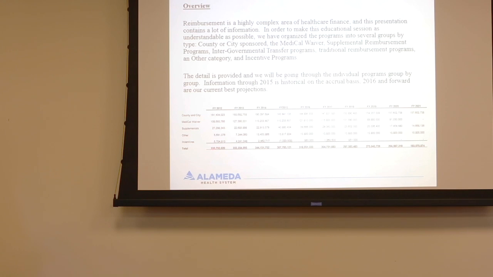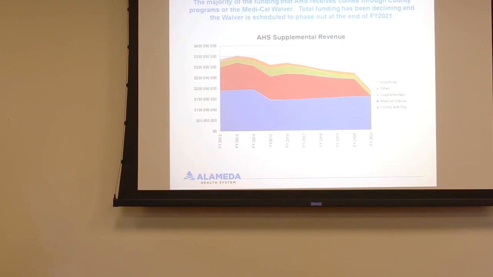Now you can see they used to be pretty high, 338, 355, but they've been coming down. We're over here at 318, and next year 304, okay? And the real problem we have is the Medi-Cal waiver. Here's the waiver. Boom, boom, boom, boom, gone. 2021, gone. Medi-Cal waiver's gone, okay?